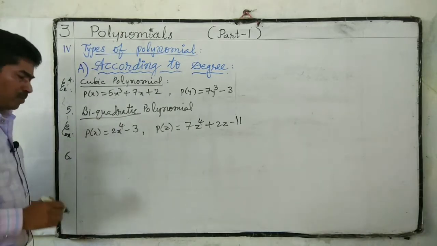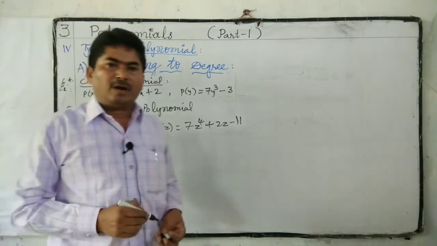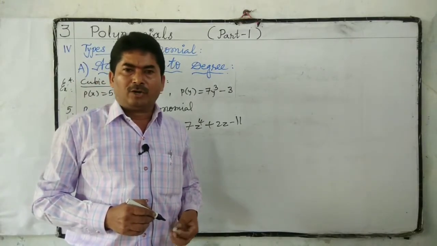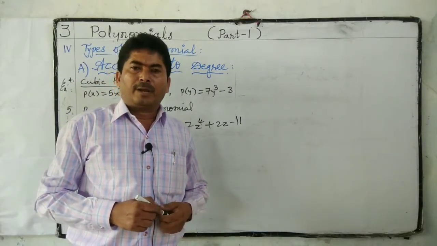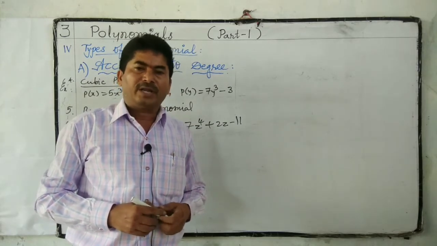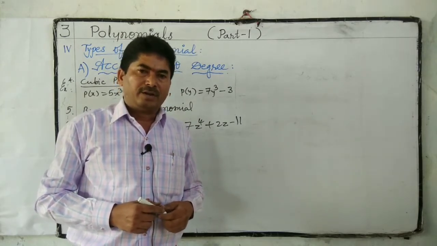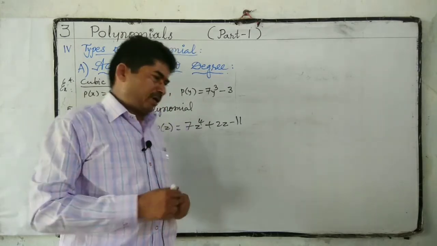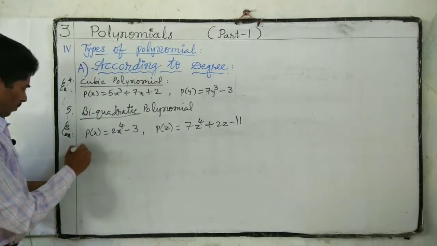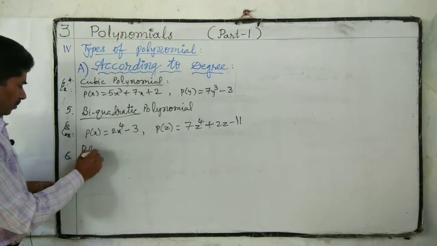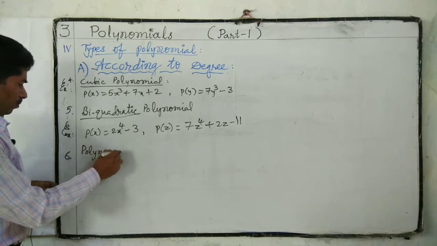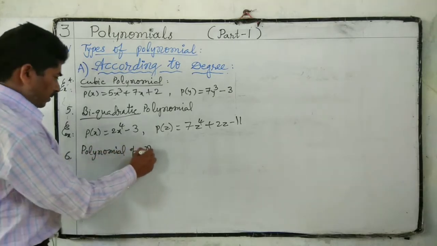Next, polynomial of nth degree or nth degree polynomial. A polynomial of degree n is called a polynomial of nth degree.